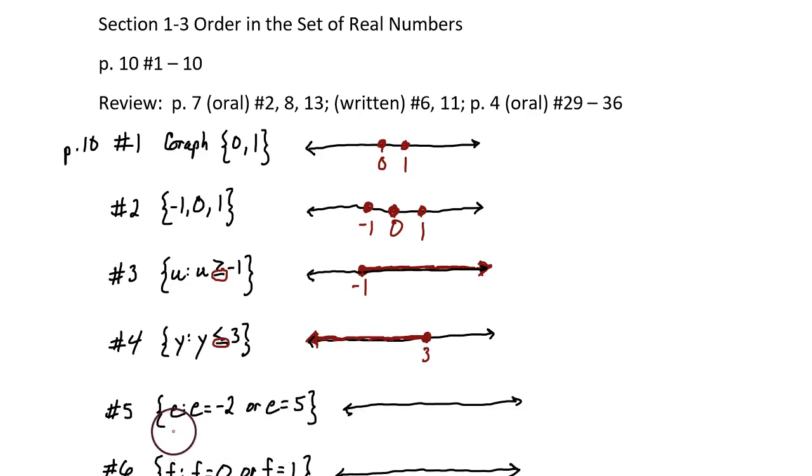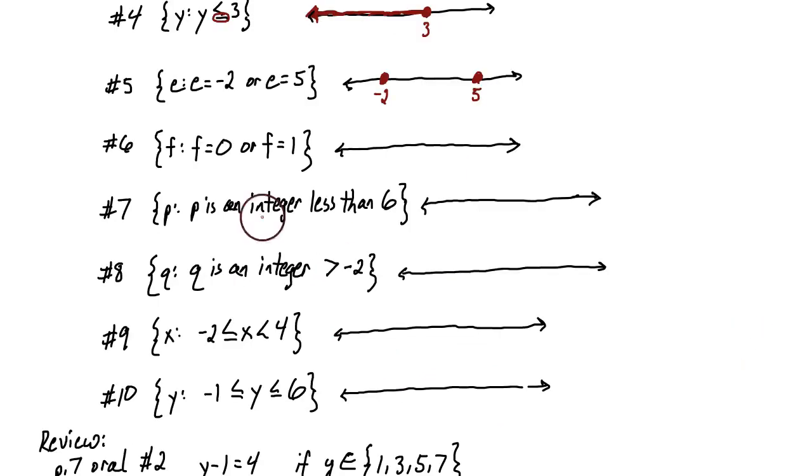Question 5, graph set e such that e is -2 or +5. So here's -2. To the right of that is where +5 would be located, and each of these gets a dot. Next, number 6, graph set f such that f is 0 or 1. So mark where 0 is, and just to the right of that is where 1 is, and each of these gets a dot.